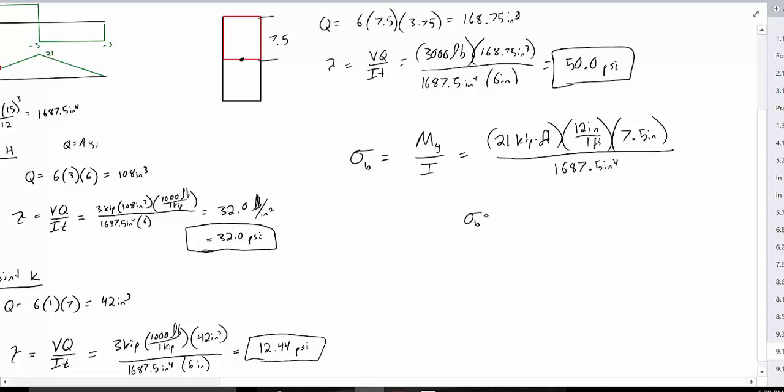So our bending stress should equal 1.12 kips per square inch, which also equals 1,120 psi. Now this is going to be either in tension or compression depending on where you are in the beam.